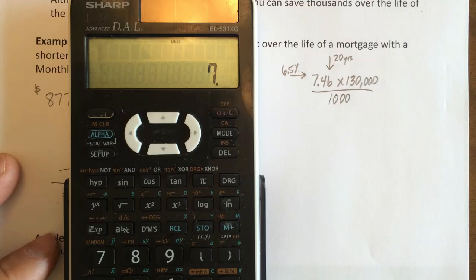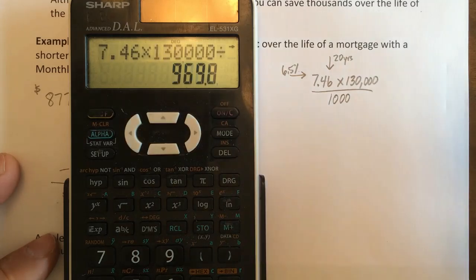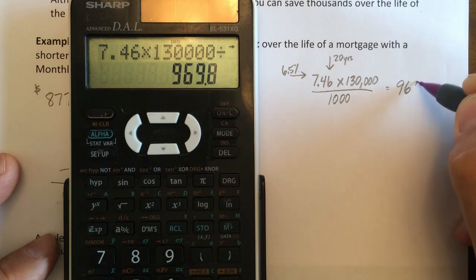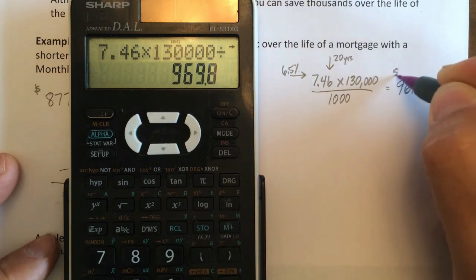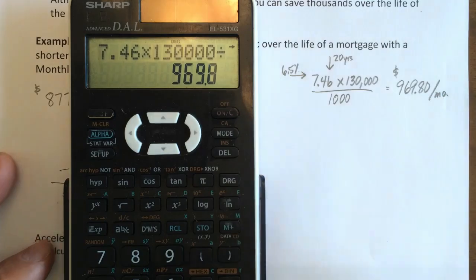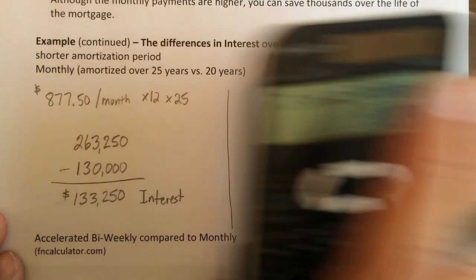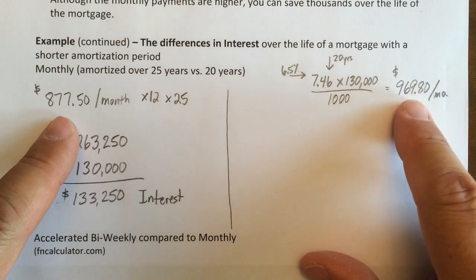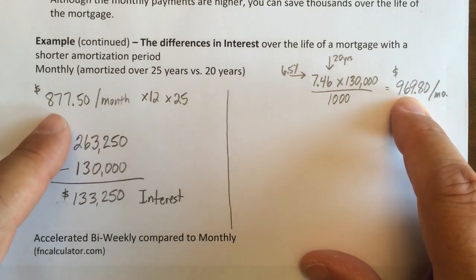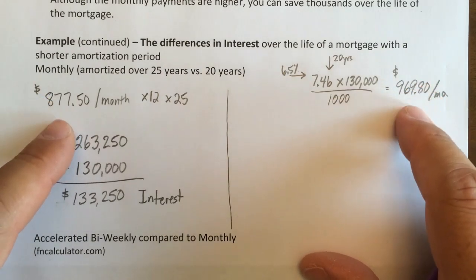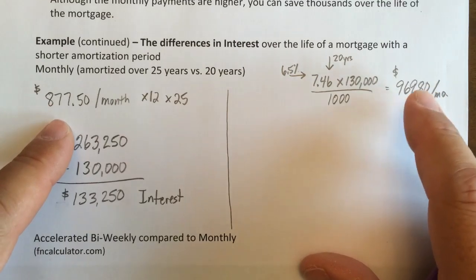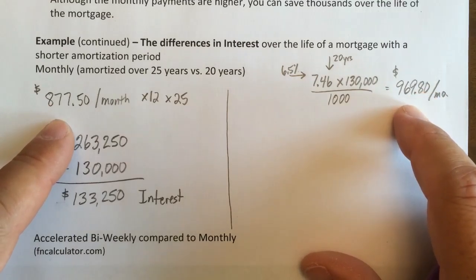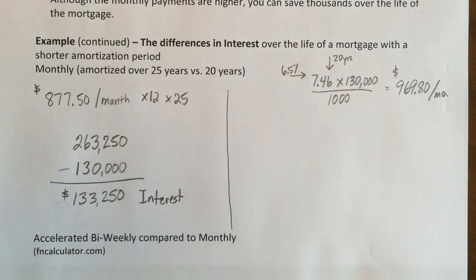So 7.46 times 130,000 divided by 1,000 is $969.80 per month. Okay, first thing you'll notice is, whoa, look at that. I'm paying more money than I did over here each month. Yeah, that's true, because you're trying to pay more towards your principal. You're trying to pay more off so that you can use less time to pay it off. Let's see how this turns out.